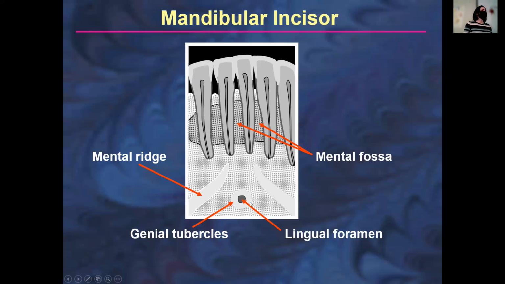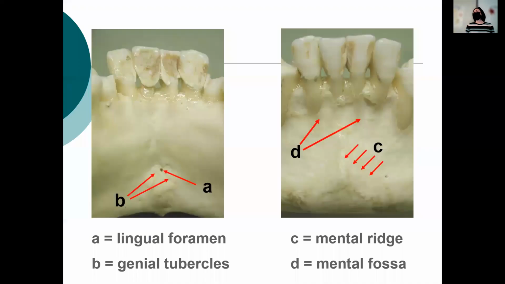Did I say mandibular fossa? Oh, I'm so sorry. It's mental fossa. Sorry about that. I probably said mandibular. Did I say mandibular ridge too? Okay, yeah, it's mental fossa, mental ridge.